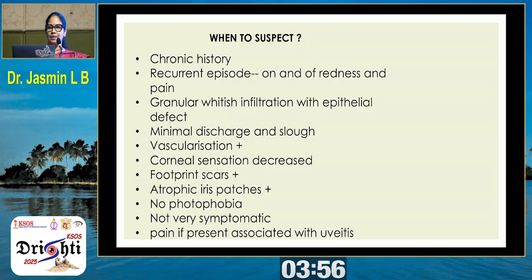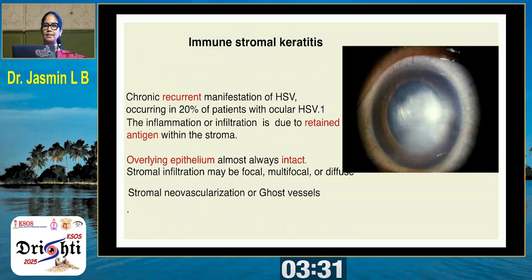When will you suspect it? When there is a chronic history, recurrent episodes, granular whitish infiltration with epithelial defect, minimal discharge and slough, vascularization, decreased corneal sensation, footprint scars, iris atrophy, no photophobia, not very symptomatic. If pain is present, it may be due to uveitis. So whenever the patient comes, the patient will be asymptomatic due to the decreased corneal sensation.